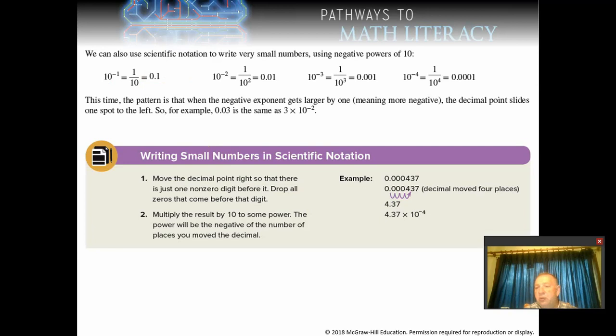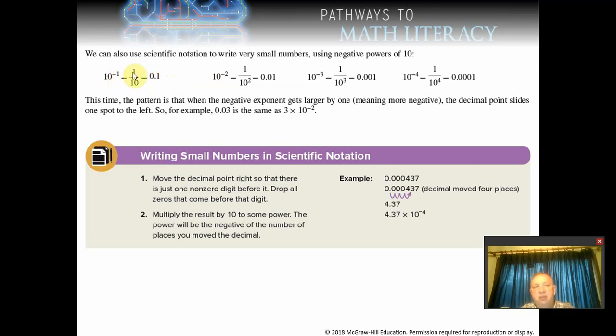For very small numbers, we're going to have to deal with negative exponents. So in negative exponents, 10 to the negative 1 is basically 1 over 10. So this is really 10 to the 0. You remember I told you before, 10 to the 0 divided by 10 to the 1. So 0 minus 1 is that negative 1. Okay, so 1/10 is 0.1.